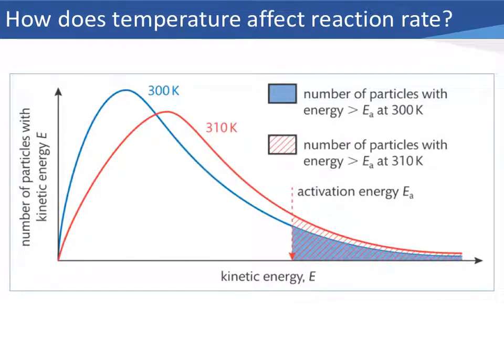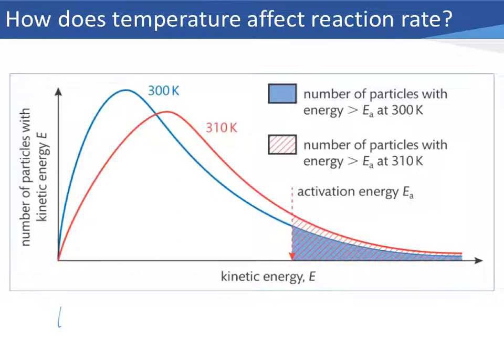So how does temperature affect reaction rate? Well, I hinted at this in the opening related to accessing your prior knowledge. I have two Maxwell-Boltzmann distribution curves, one at 300 Kelvin and one at 310 Kelvin. The 310 Kelvin has a lower peak, but the peak is at a higher kinetic energy. And if I look at the number of particles under the curve that have at least the equivalent or higher energy compared to the activation energy, when I have a higher temperature, I have more particles that have an energy greater than the activation energy.